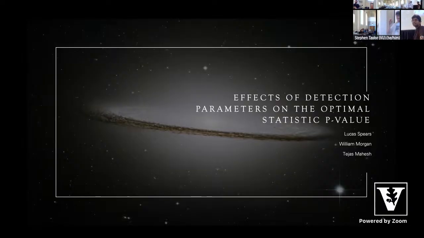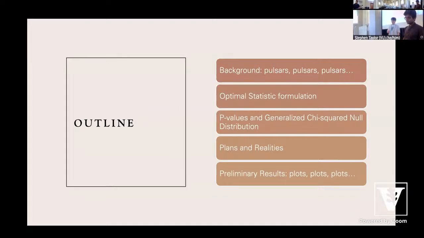We are the team that's doing the effects of the detection parameters on the optimal statistic p-value for PTAs. We have a plan that we'll show in a little bit, but foremost, we're going to go through a little bit of background because that's good practice for us. The background will take you through optimal statistics, which hopefully you remember from Kyle's straight talk, and then some p-values and GX2 stuff, and then actually results and plans. So I'll let Tejas kick us off with some background.